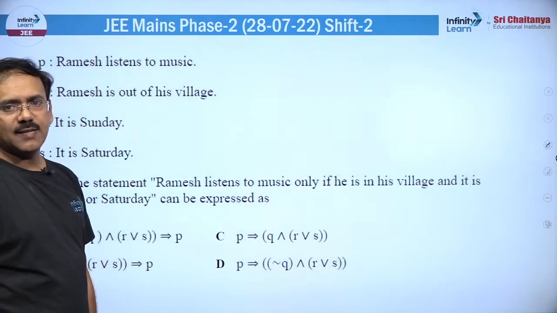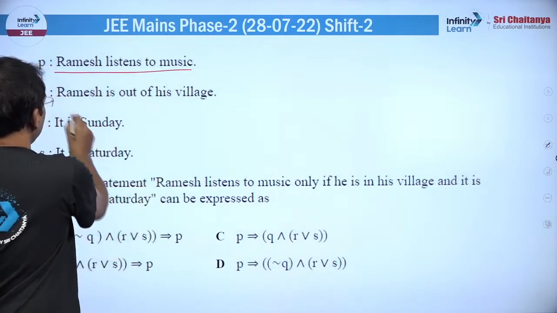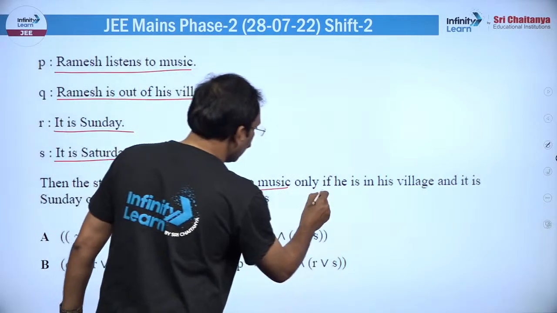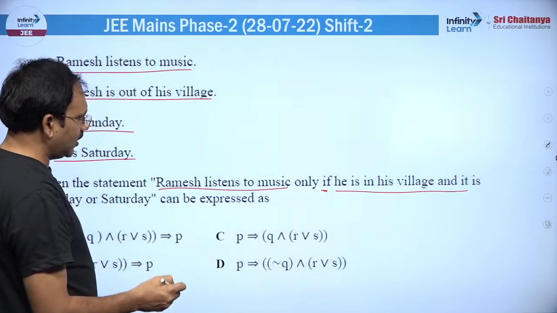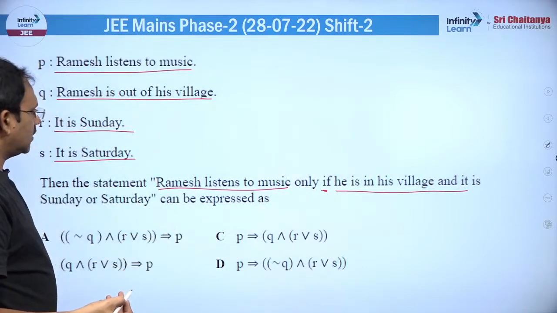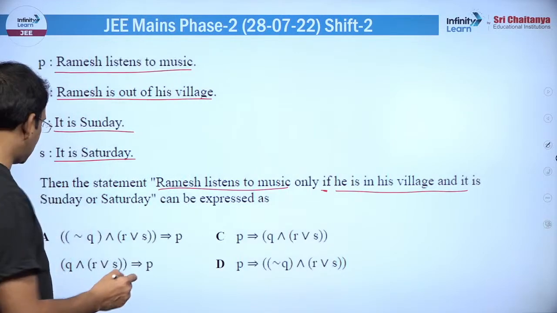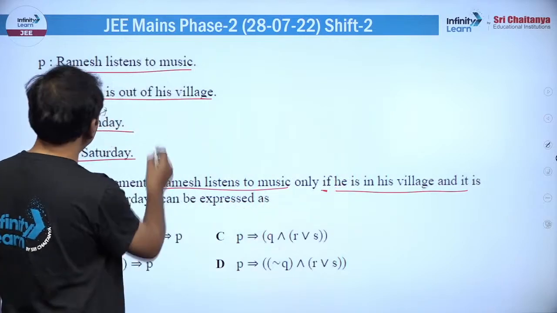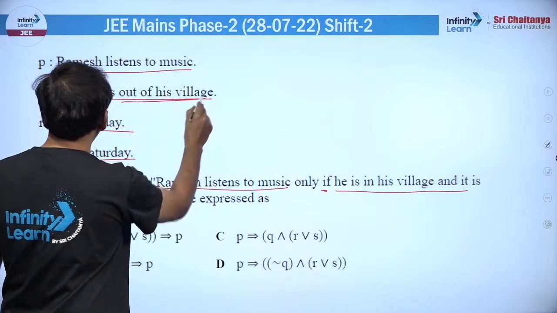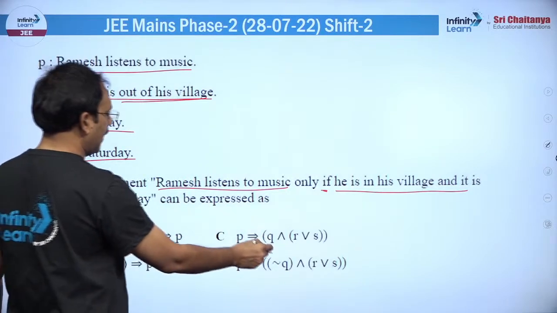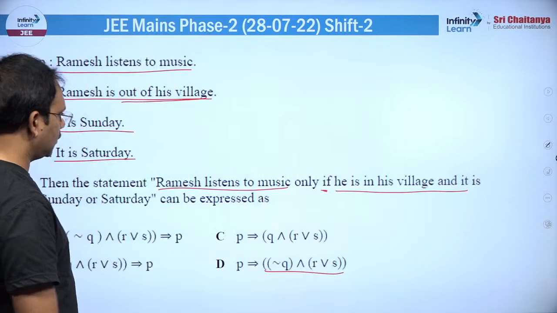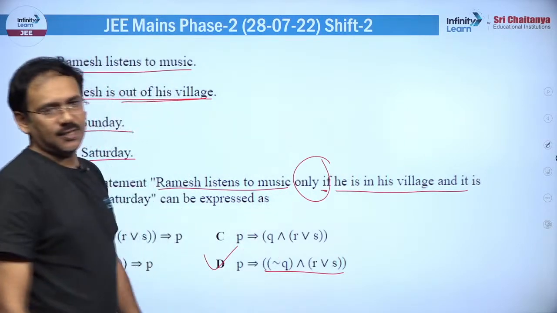Next, you see this is a simple mathematical reasoning question. P is Ramesh listens to music, Q is Ramesh is out of his village, R is it is Sunday, S is it is Saturday. Now Ramesh listens to music only if this happens, means implication. What implication? He is in his village and it is Sunday or Saturday. In his village means negation Q, and R union S. Ramesh listens to music is P. So this is going to be option D, that's it.